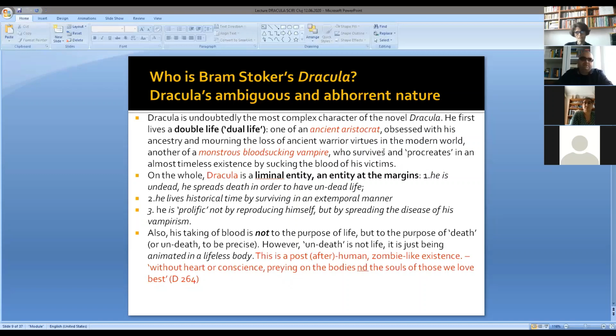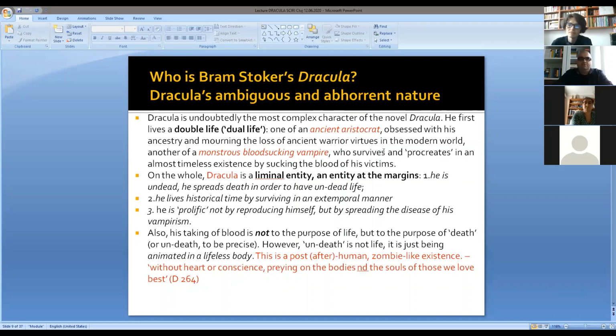First, he is undead. He spreads death in order to have not life, but undead life. He lives historical time by surviving in an extemporal manner, so he is almost immortal. He is prolific, but not by reproducing himself, but by spreading the disease of his vampirism. So we have all these ambiguous aspects of Dracula. Also, his taking of blood is not to the purpose of life, but to the purpose of death.